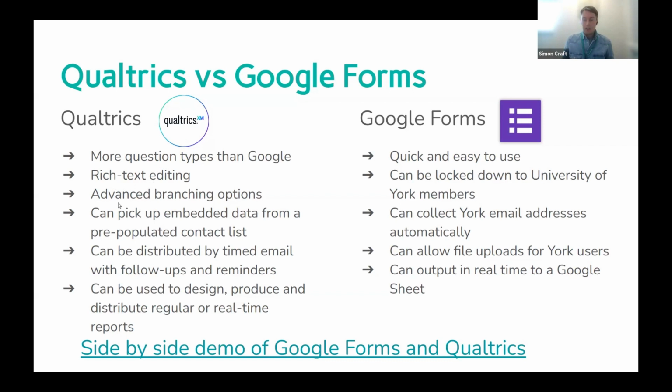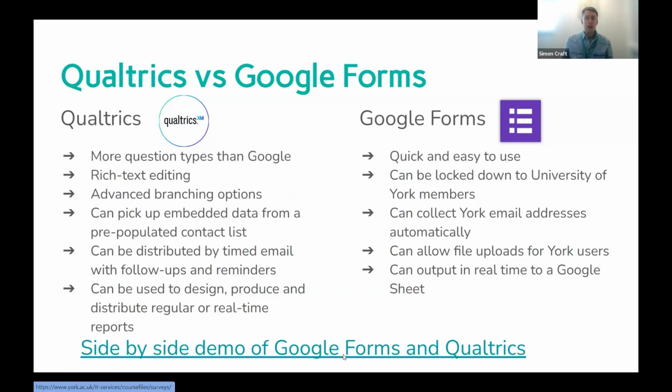It's got advanced branching options, so that's sort of branching your logic if you only want certain people to answer certain sections and so on. And you can also do quite fancy things with embedded data from a contact list. So if you want your survey to look different to different people, depending on certain features like what department they're in or things like that, you can do that with embedded data. You can also send out timely scheduled reminders and follow-up emails and so on.